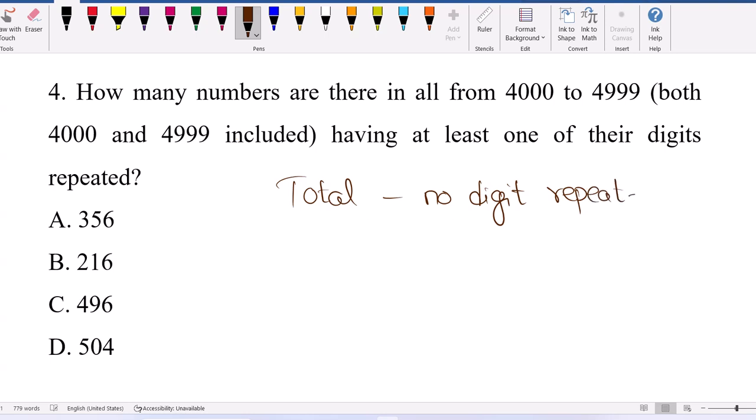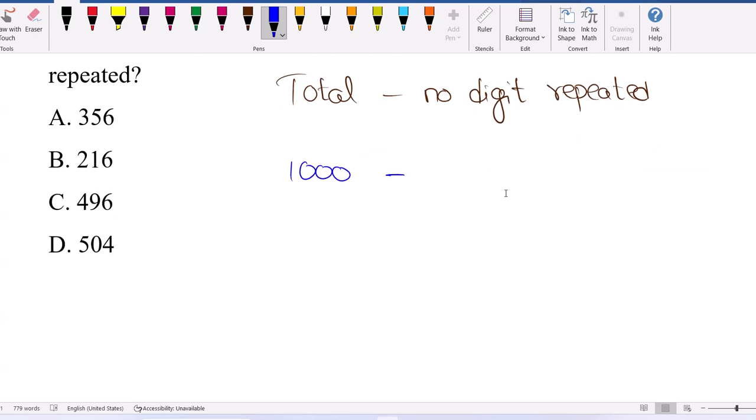No digit repeated. Sir, how did we get the total, sir? My dear friend, 4000 to 4999 is 1000. Some people say 999. No, 4000 is also counted. How many numbers from 0 to 9? 10. 0 to 9 is 10. So likewise here. If you have a doubt, I'll show you how you got 1000.